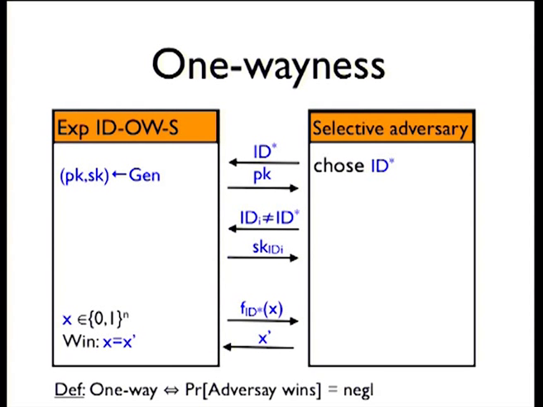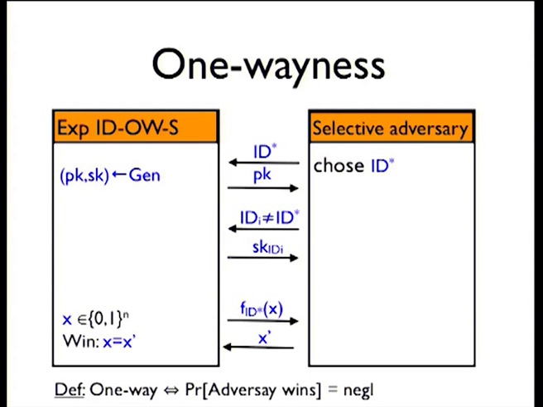Okay, and then finally, the experiment chooses a random X and challenges, so evaluates the trapdoor function on ID star on X. Okay, so you get F ID star of X, and the experiment outputs win if x equals x prime being returned by this. So if the adversary is able to compute this x here, that's one winness. We defined one winness as the probability that the adversary wins being negligible.